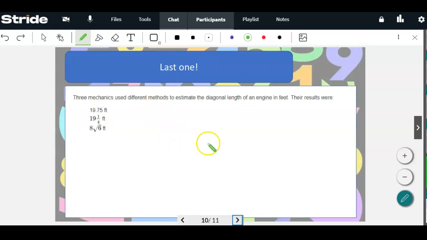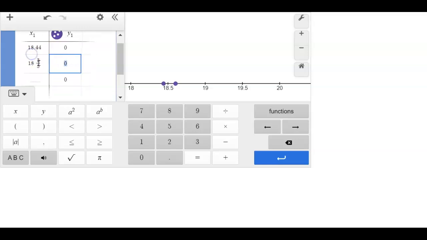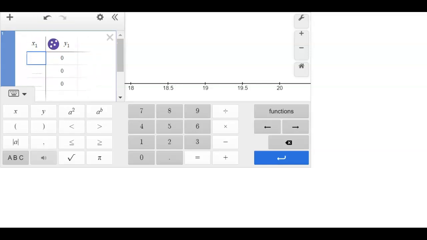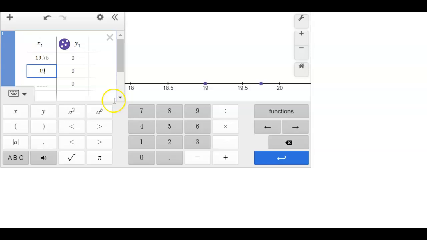All right, well, this is our last one. So let's practice just jumping right to the calculator. So let me go ahead and we're going to get these out of here. We have 3 numbers again. So 19.75. All right, and there it is. 19 1/4. Space away before you do the fraction. It's right here. So it's smaller.